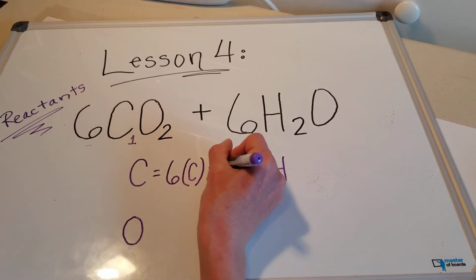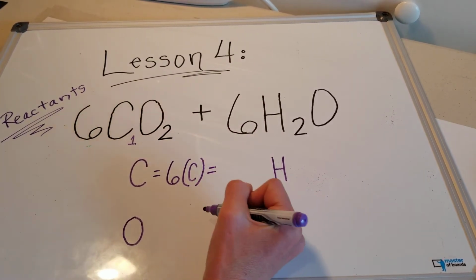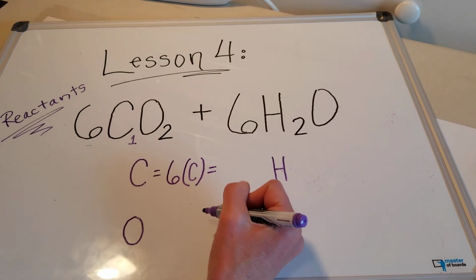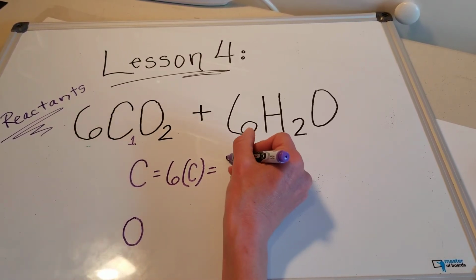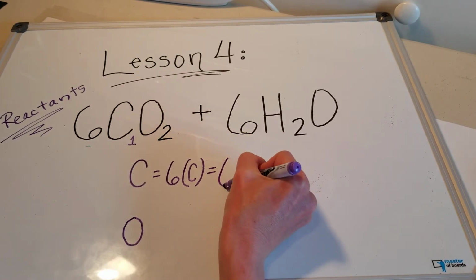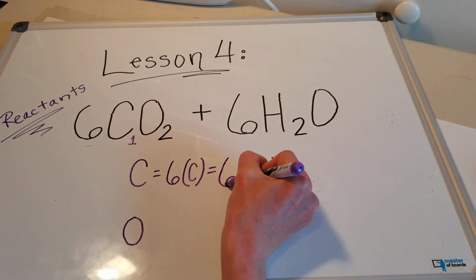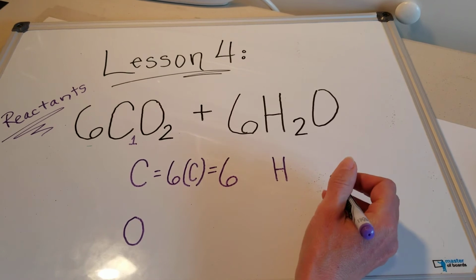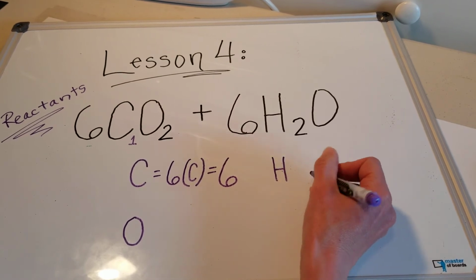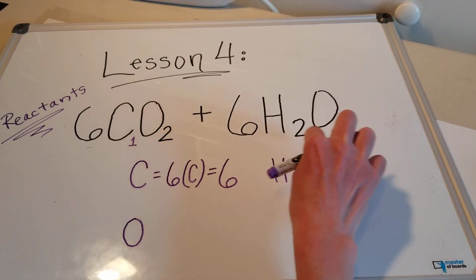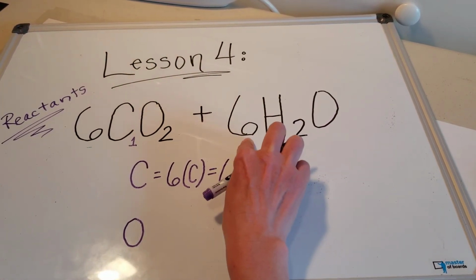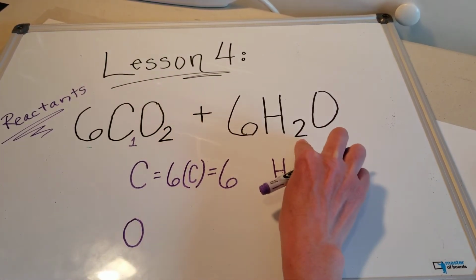The answer tells me how many of those I have. So in this case, I've got 6 carbons. So 6 is the answer. Hydrogen works the same way. In this case here, I've got 6 water molecules. So I've got 6 H2s.